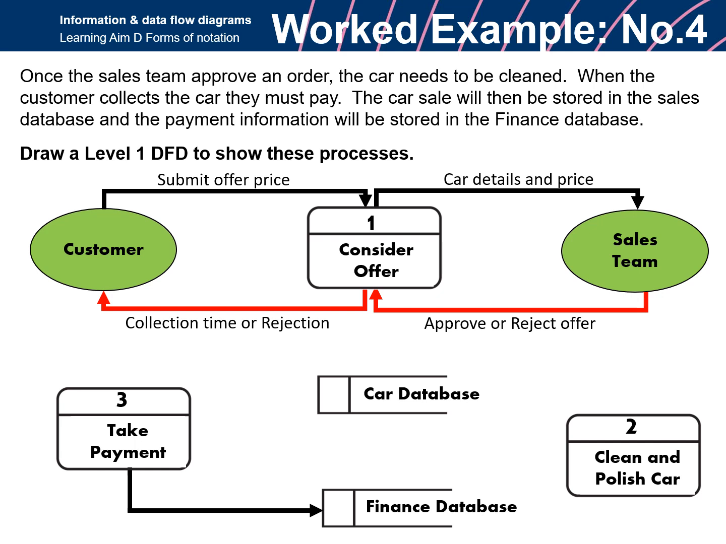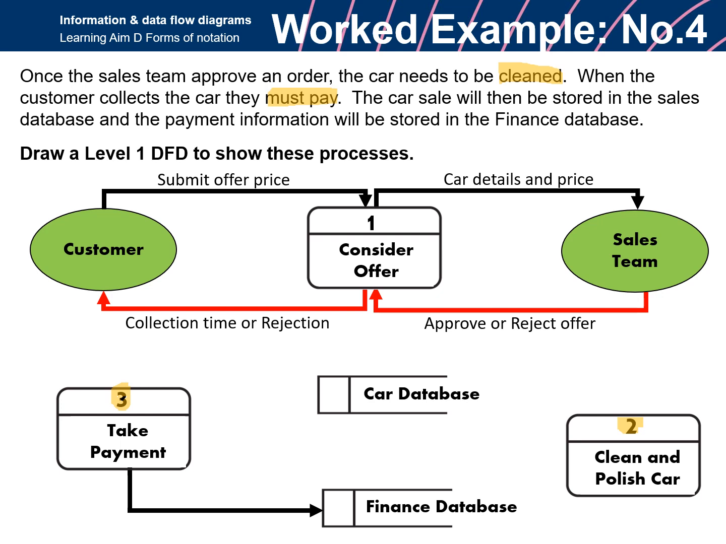Let's expand our previous data flow diagram from a level 0 to a level 1 by adding more detailed context. When the sales team approves an offer or an order, they will then clean the car, so the car is ready to be collected in a good condition. That is a process because someone has to carry that task out. And the customer, when they come to collect the car, must also pay for the car before they can drive it away. And again, this is a process where something has to happen. So I've now drawn my process 2 and process 3 to show that an action is going to take place.